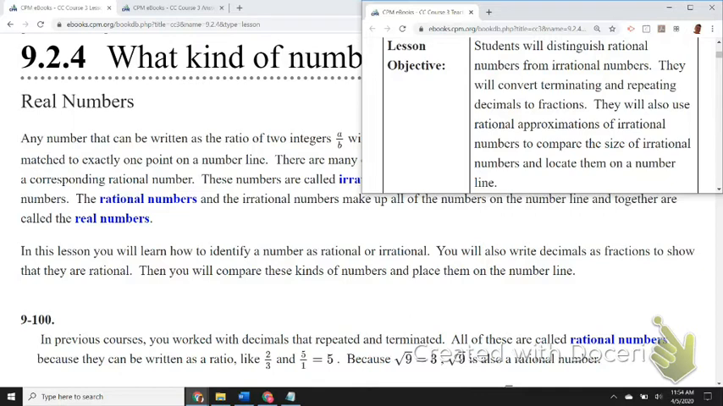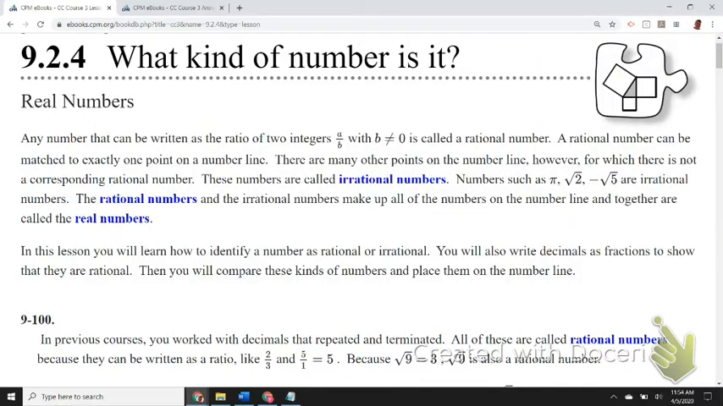Okay, so we're going to do 8 problems today, 100 through 108. Actually, I guess that's technically 9 problems. Okay, so let's just read through this. Any number that can be written as a ratio of two integers a over b, where b cannot equal 0, is called a rational number. So b can't equal 0 because you can't have 0 in your denominator of a fraction.